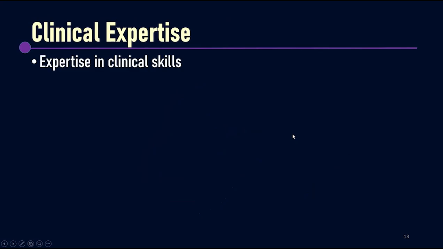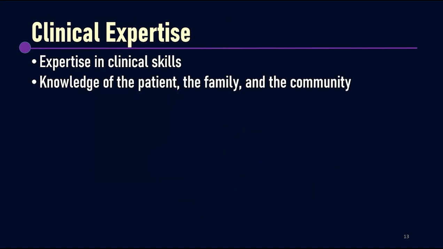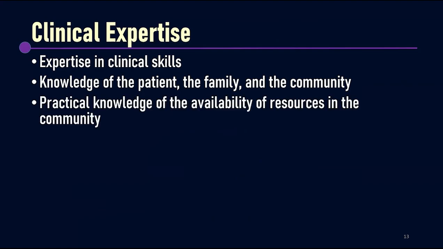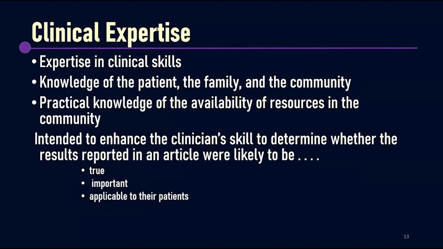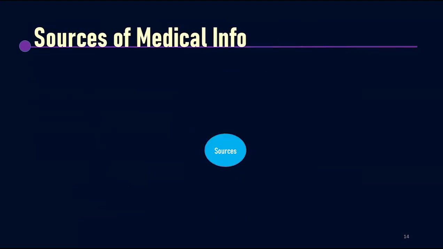It is the expertise in clinical skill that involves good history taking and adequate physical examination. For this, knowledge of the patient, the family, and the community is very important. And you need to have practical knowledge of the availability of resources in the community as well. This is intended to enhance the clinician's skill to determine whether the results reported in an article were likely to be true, important, or applicable to their patients.